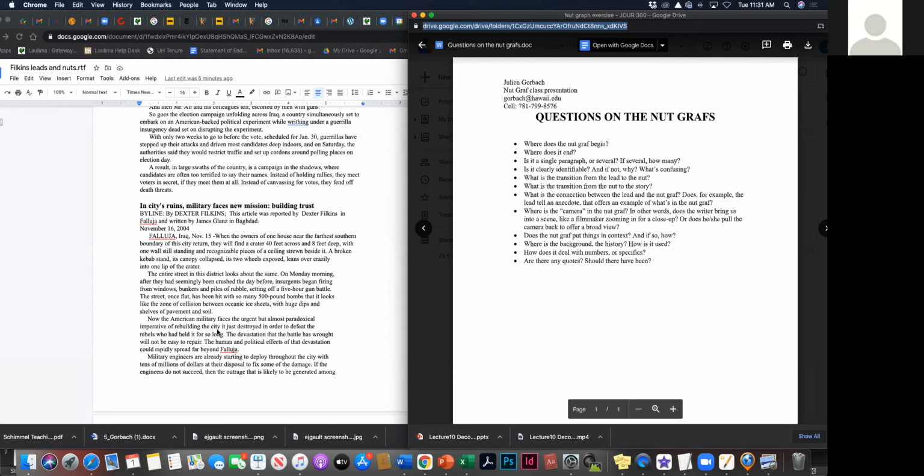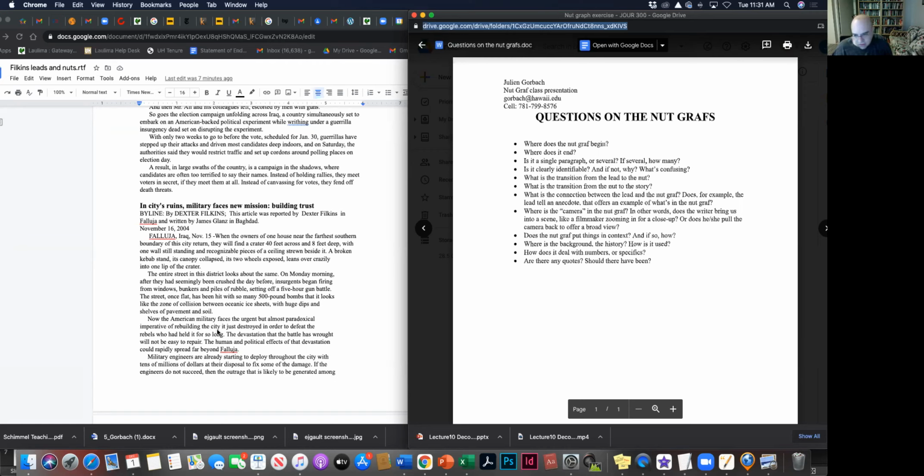Like the town or the area that the rebels destroyed. Yeah, what kind of an impression is he making about it? It doesn't sound like Kakaako, right? Yeah, it's destroyed. So he's painting this scene of just incredible destruction, right? Then what's his point in the nut graph? The American military is rebuilding what the rebels destroyed. Yeah, they have to rebuild it, right? And that job. So that's what he's juxtaposing, right?